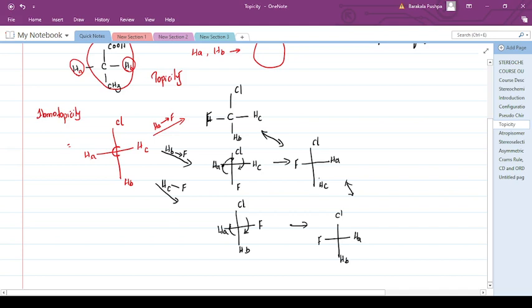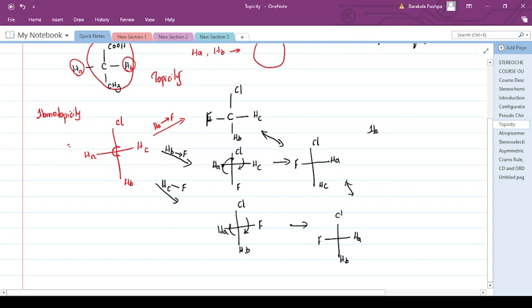That's why this is called homotopicity or homotopic ligands. All three molecules have no chiral center. There is no chiral center for these molecules, so they are called homotopic ligands. A simple example is what I have taken here.